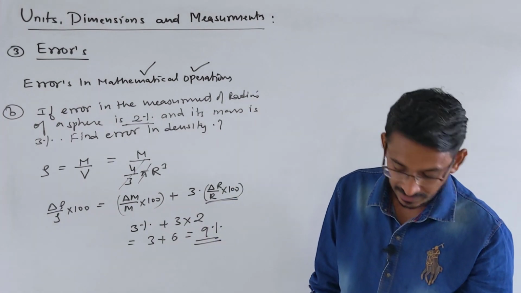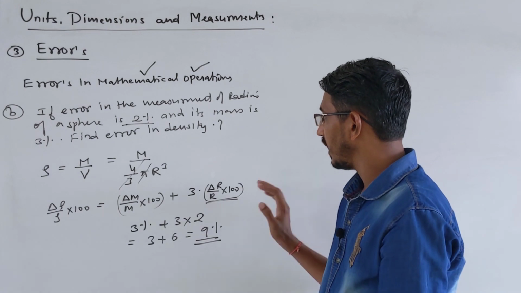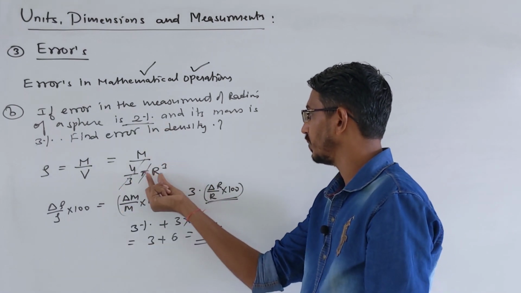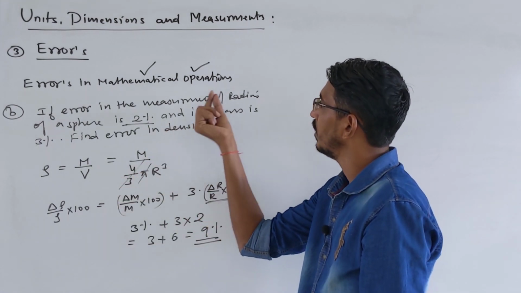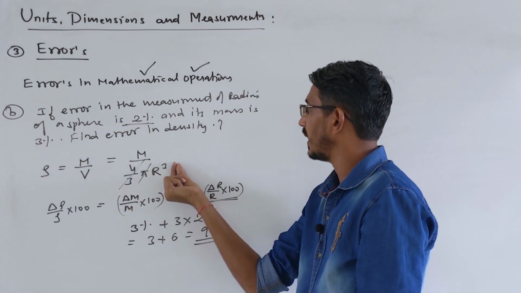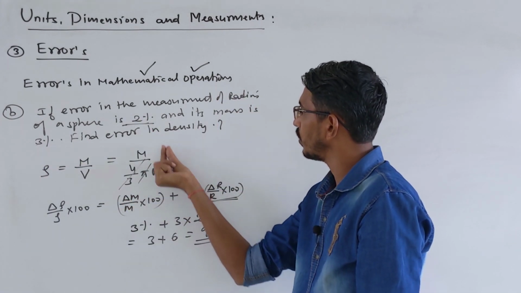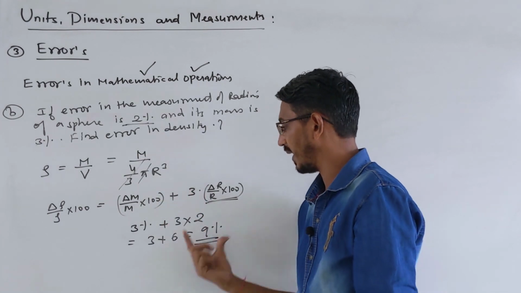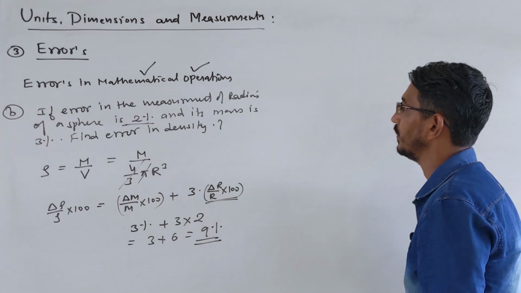That's how you find errors? Very simple. So, directly also you can answer: m by r cube, this doesn't matter. The error in m is given as how much? It is 3%, 3 times the error in r, which is given as 2. 3 into 2 is 6, right? 6 plus 3 is what? 9%, okay? Directly also you can do.